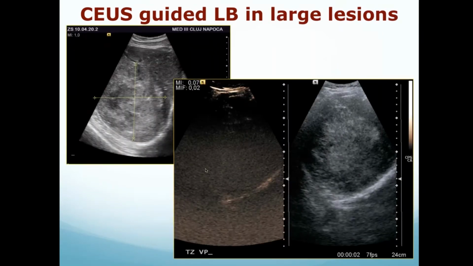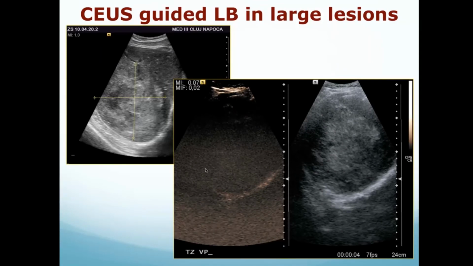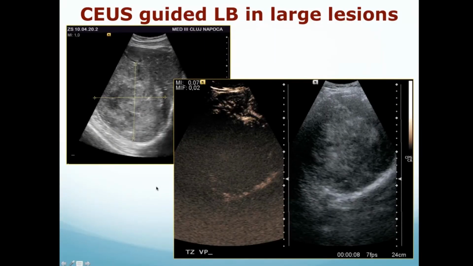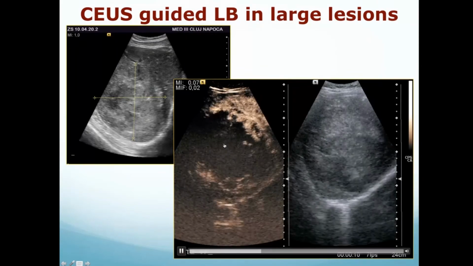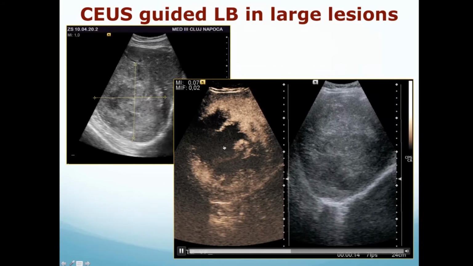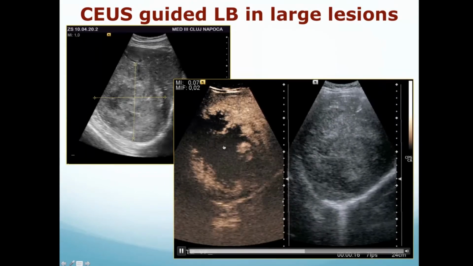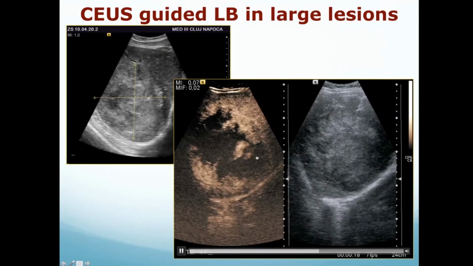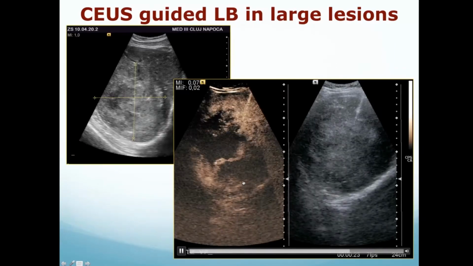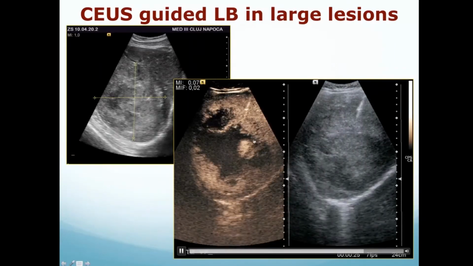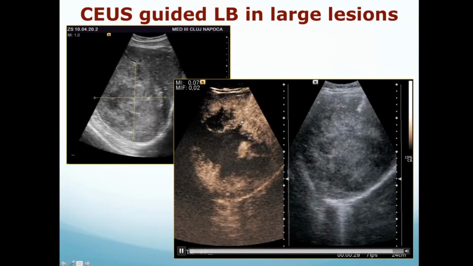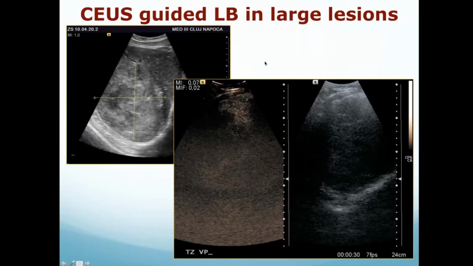What about large lesions? Here we see a case with a very large liver lesion, and it was sent to us for biopsy. If you put the needle inside the middle of the tumor, we may sample only a necrotic specimen. But if you use the information obtained through this very nice contrast study, we can sample the specimen from an active enhancing part, so avoiding necrosis.